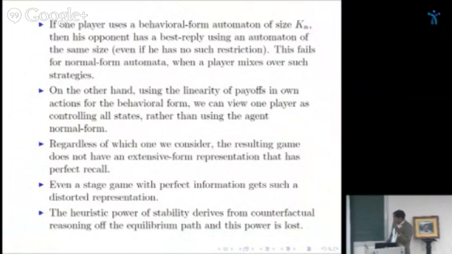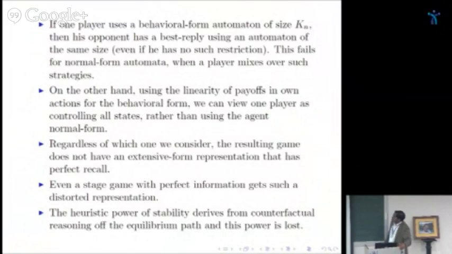And yet, for refinements, especially things like stability, a lot of the power comes from the counterfactual reasoning you do off the equilibrium path. If a player deviates from equilibrium play, what am I going to infer about what he's doing? This reasoning is not possible if you don't have perfect recall. In fact, it's even worse, as I'll show you. You could start with a stage game that's perfect information, and you convert it to a game where you don't have perfect recall. Okay, so that doesn't seem like a nice thing.